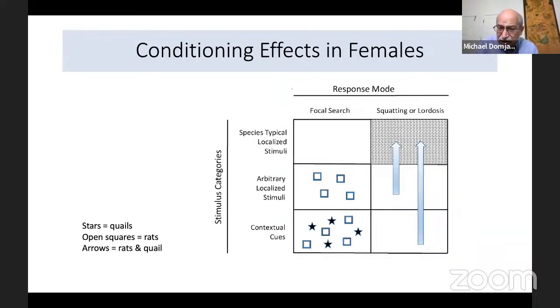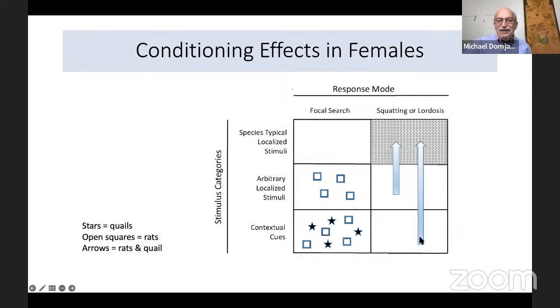behavior of conditioning of females. So this is a similar kind of diagram that summarizes results of a number of experiments on sexual conditioning with females. And squares are rat data, stars are quail data, and what you see is there are some direct conditioned responses, but there are arrows that show that reactivity to naturalistic stimuli is greatly enhanced by conditioned contextual cues or conditioned localized stimuli.